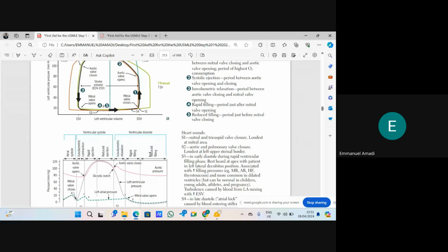Now, your S3 and your S4 are abnormal heart sounds. They are not normal. They are not normal at all.